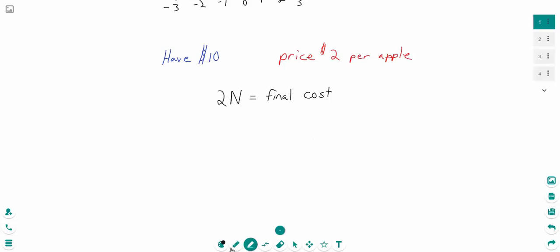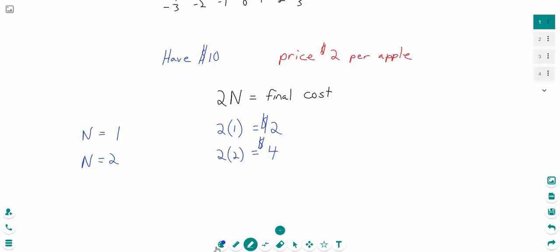So, let's say I decide that I'm going to buy one apple. So if I buy one apple, well, then n is going to be equal to 1. And I'd end up with the equation 2 times 1, which is equal to 2. So it's $2, right? That's the final cost. If I wanted to buy 2 apples, I would say n is equal to 2, and I'd plug that in for my n, and I'd get 2 times 2 is equal to 4. So now I have $4 that I've spent.